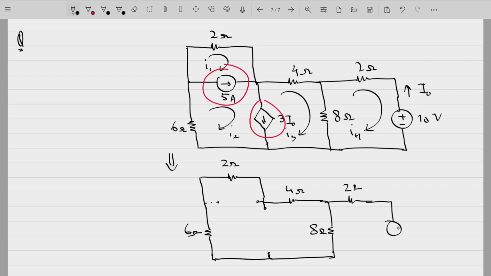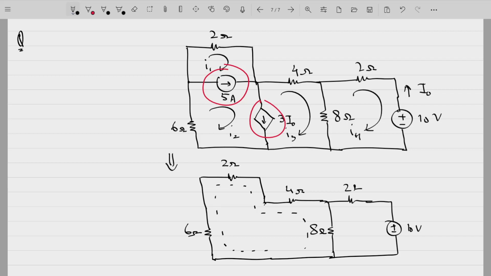You have one independent current source here and one dependent current source here. So with that, both those two current sources, whether it's dependent or independent, they will be ignored and we'll get this circuit. Fine. So this is our circuit now. Now this whole forms one super mesh.